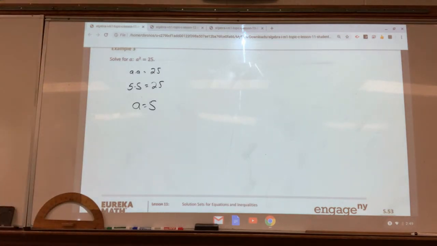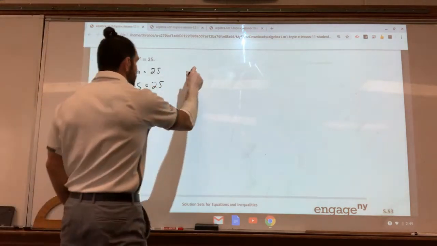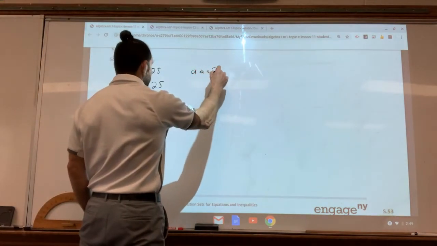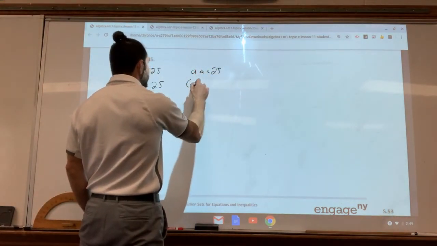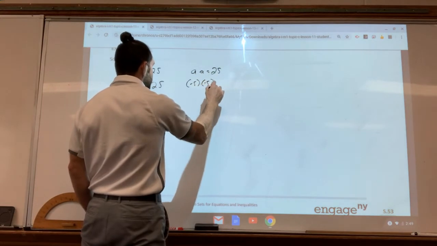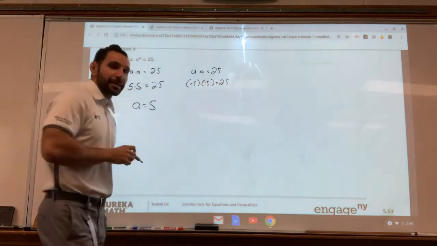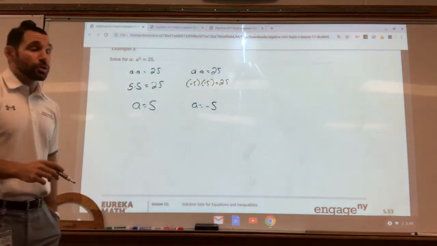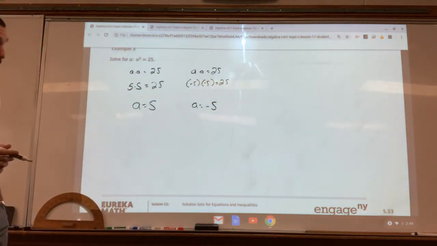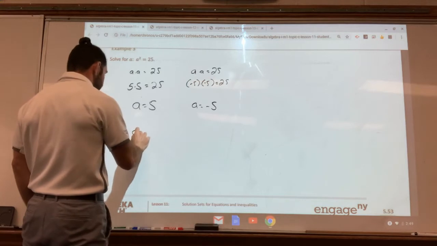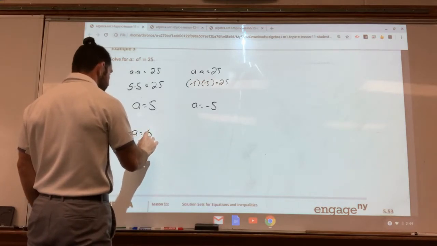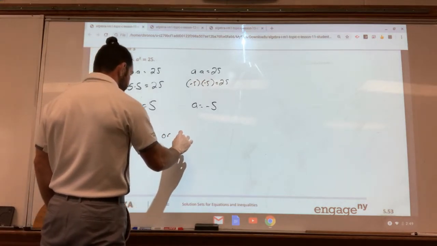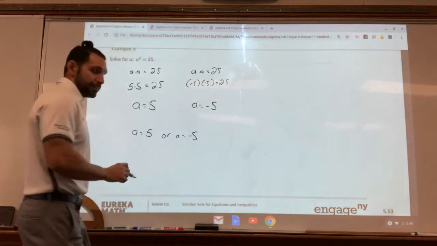What else can a equal? Well, a times a equals 25. Oh, what about negative 5 times negative 5, Mr. H? Yeah, because a negative times a negative is positive, so a equals negative 5. So how would I say this? If I would write it out, I would say a equals 5 or a equals negative 5.